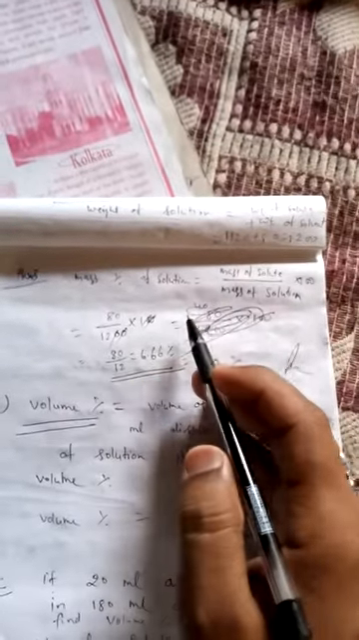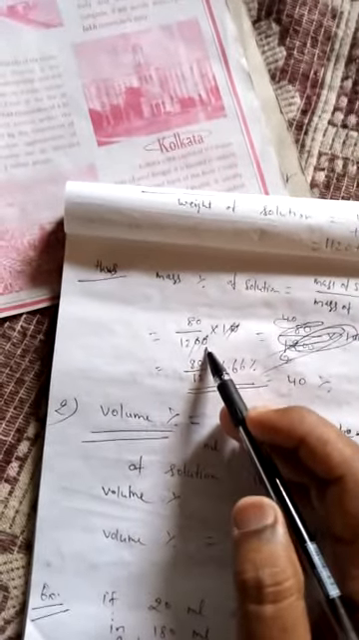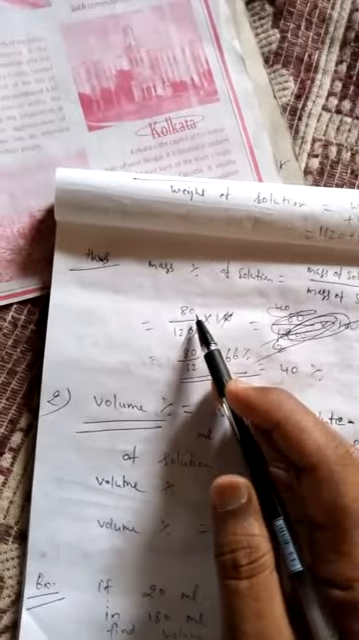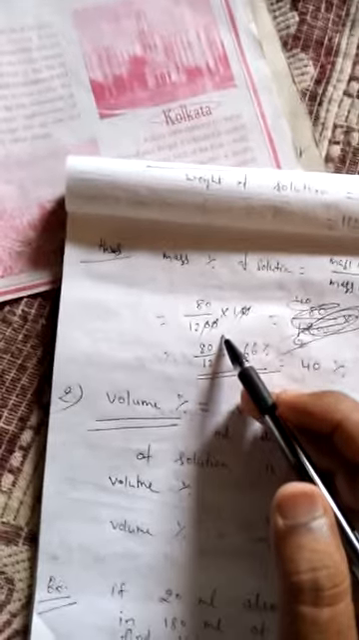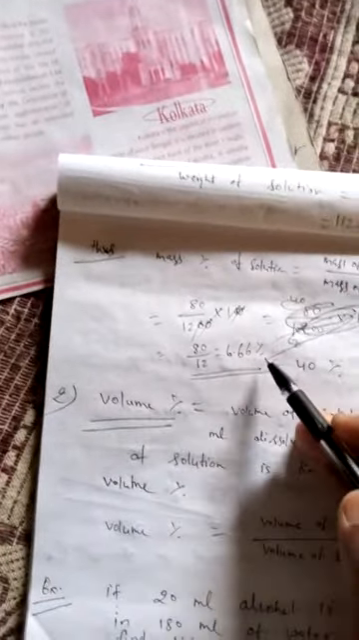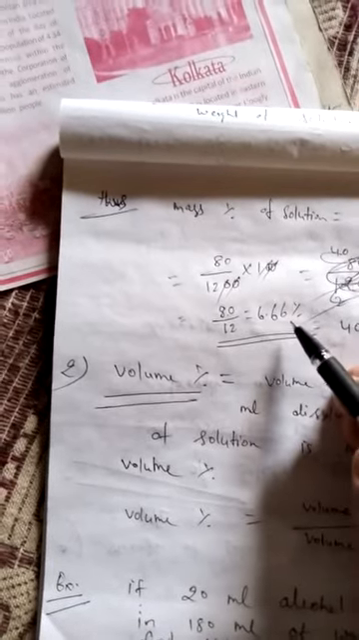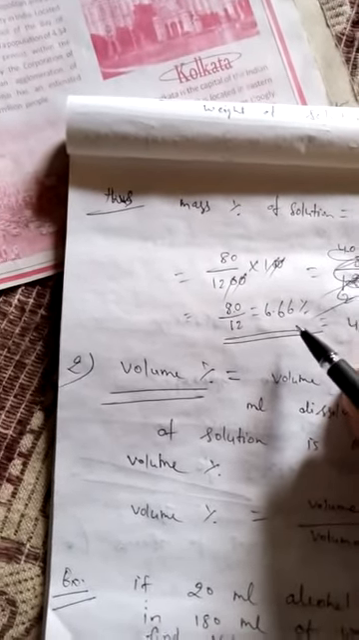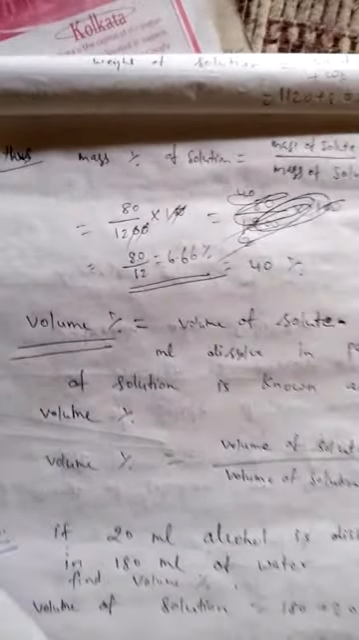Thus, mass percent of solution is equal to mass of solute by mass of solution into 100. That is 80 by 1200 into 100. Here 80 is mass of glucose, 1200 is mass of solution. So mass percent is equal to 6.66%. This means 6.66 gram of glucose is dissolved in per 100 gram of solution.